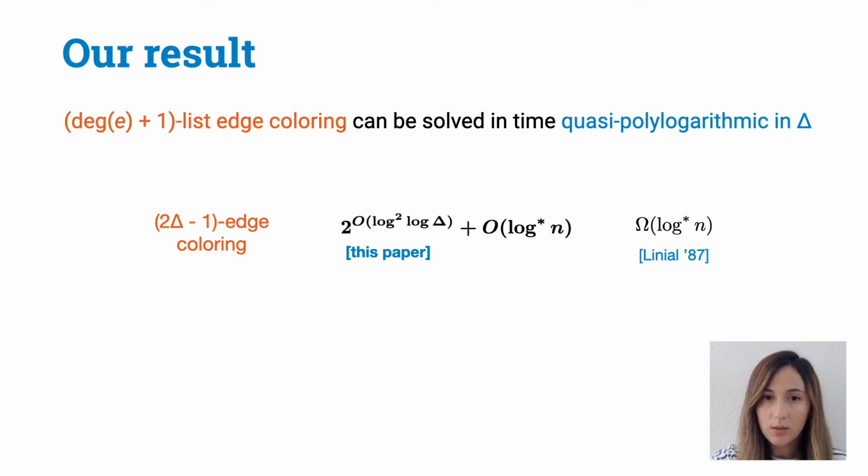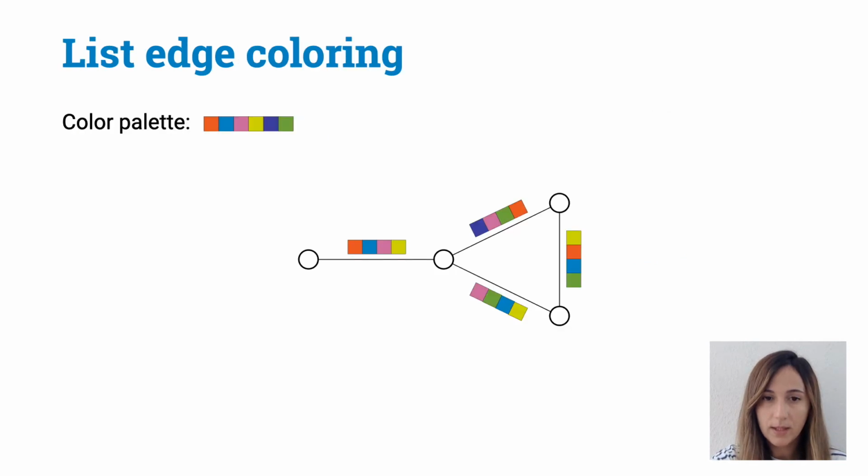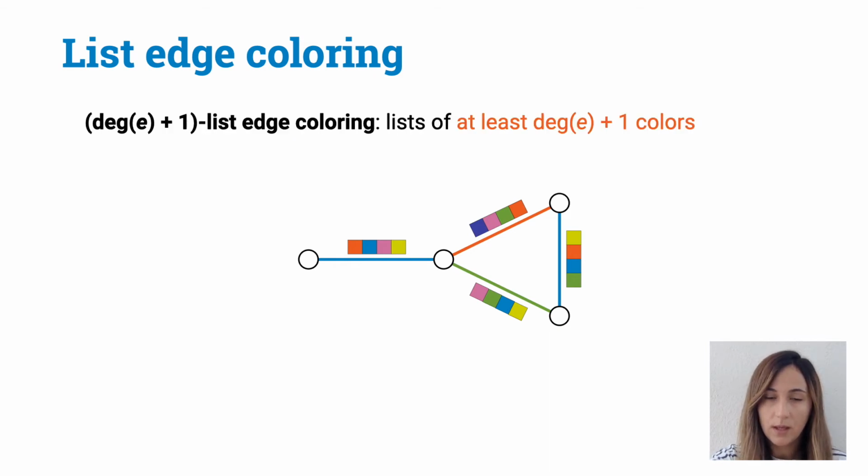But let's see more closely what this problem is and what is its relation with the 2 delta minus 1 edge coloring problem. In the list edge coloring problem, each edge is given in input a list of colors from some color palette, and the goal is to color edges with a color in their list such that the resulting edge coloring is a proper one. In the degree plus 1 list edge coloring problem, each list given to each edge E has size at least degree of E plus 1, where with degree of an edge E, I mean the degree that it has in the line graph.